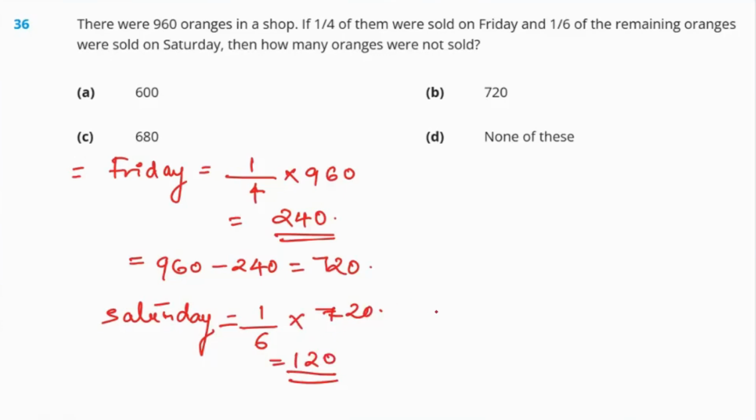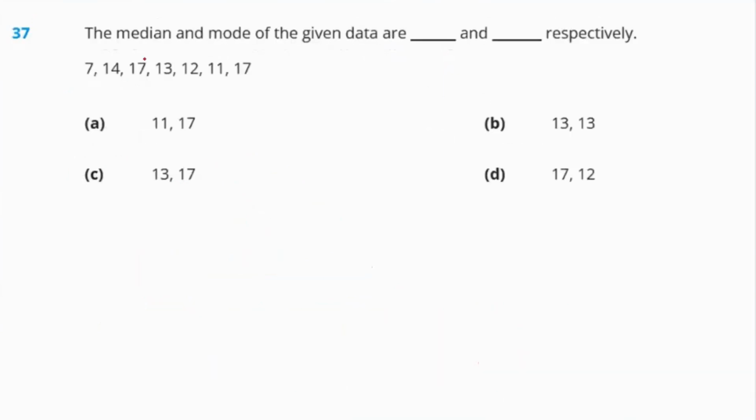Here we have to find out how many oranges were not sold. So we subtract: 720 minus 120. How much are we getting? 600. So 600 oranges were not sold. The correct option is option A, that is 600.